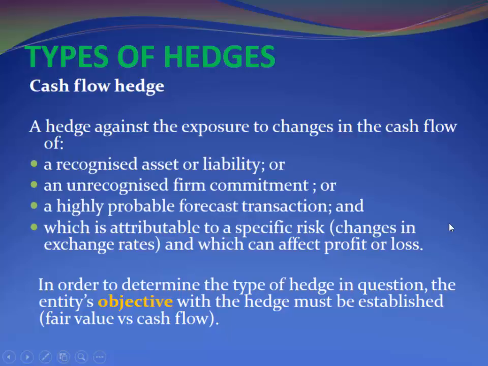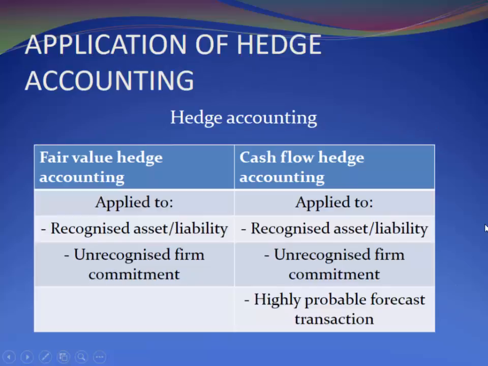In order to determine the type of hedge in the question, the entity's objective with the hedge must be established. Do we want to hedge the fair value of that asset that we are going to hedge, or do we want to hedge the cash flow of the asset? A question will state very clearly what the objective is, and you will then be required to do either a cash flow hedge or a fair value hedge. Don't be worried, it will be clear. Let's just look at the summary.